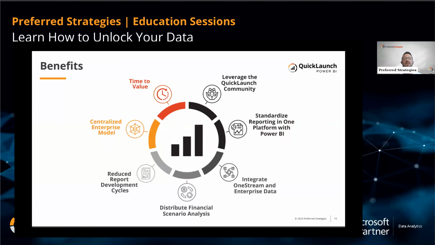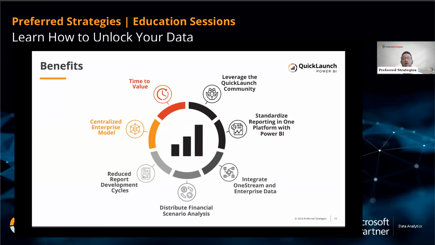So, what are the benefits of QuickLaunch for OneStream to you and your customers? Well, reduced report development cycles. QuickLaunch customers see up to a 70% reduction in report development times. A centralized data model to provide governance, security, and a single source of truth.